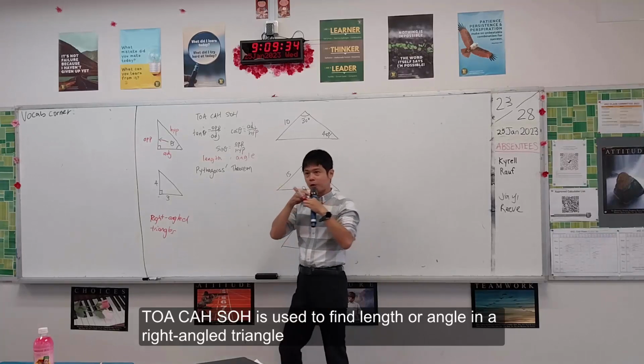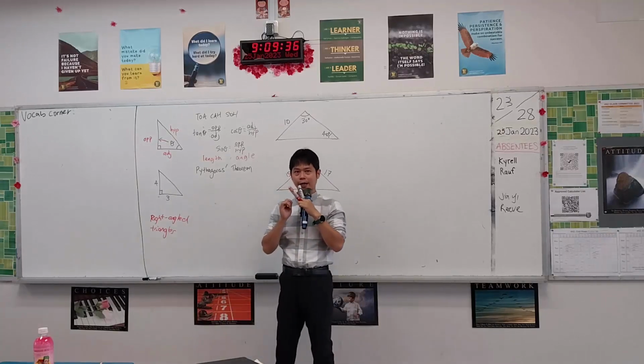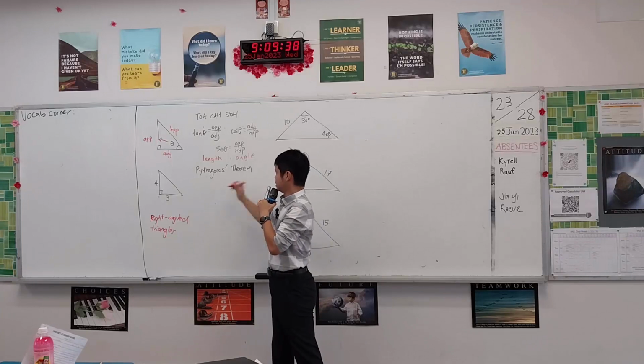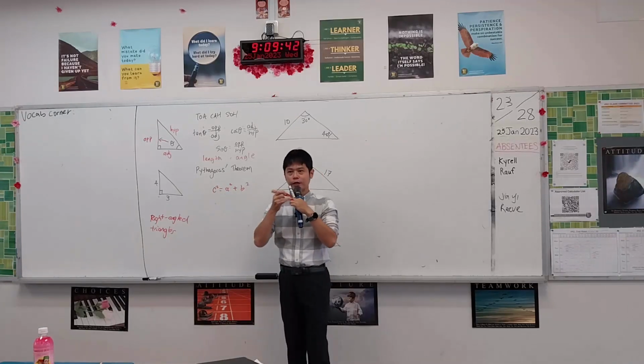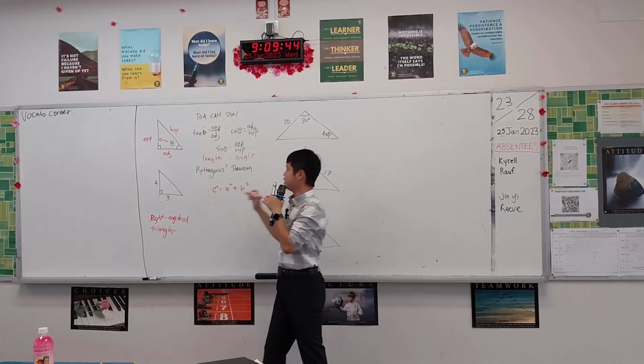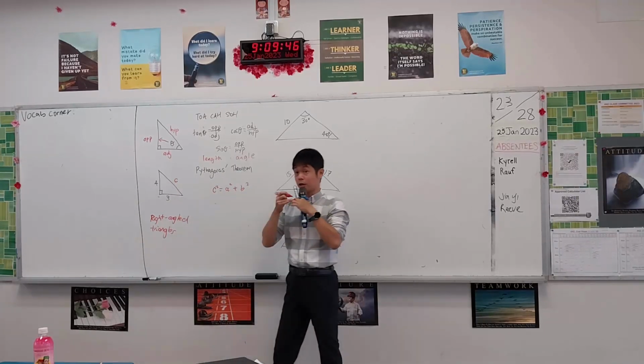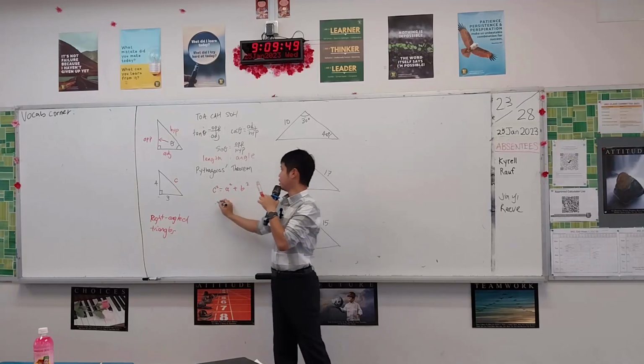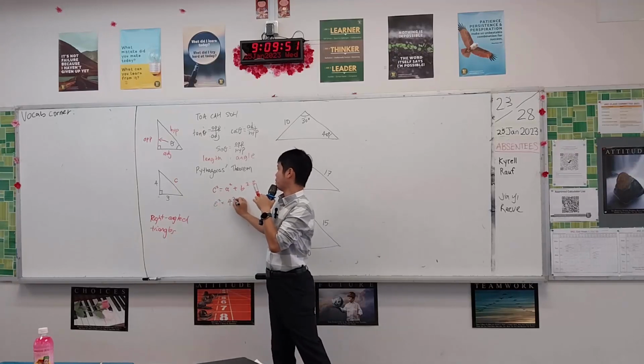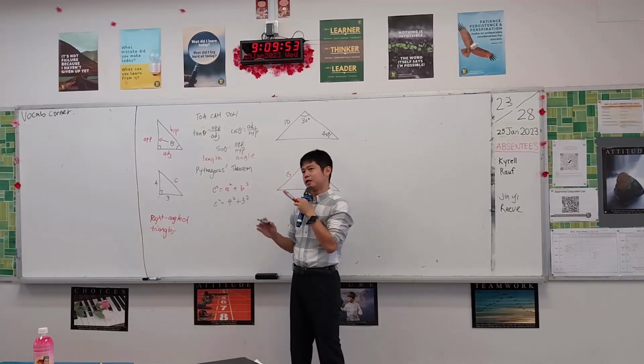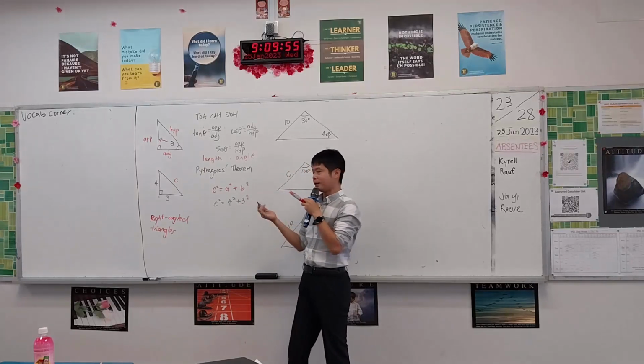Next, for Pythagoras theorem, it only works for right angle triangles as well. The formula is c squared equals a squared plus b squared. So the question is, what is c, a, and b? C is the longest length opposite the right angle. So we have c squared equals 4 squared plus 3 squared. It doesn't matter which is 4, which is 3, it doesn't matter.